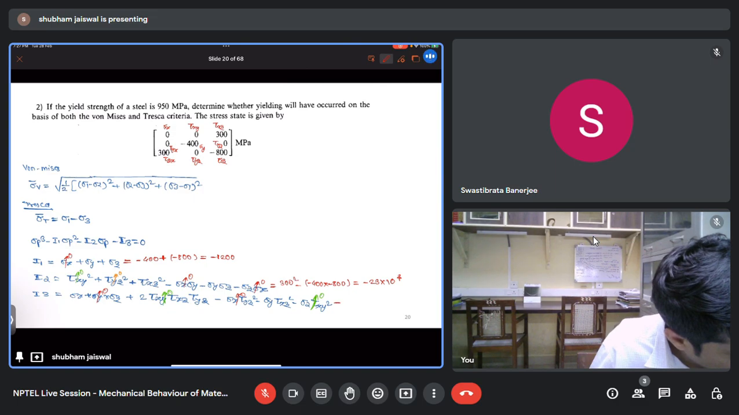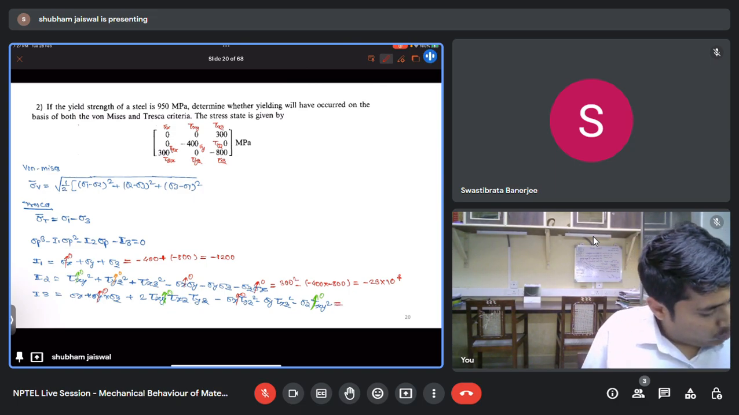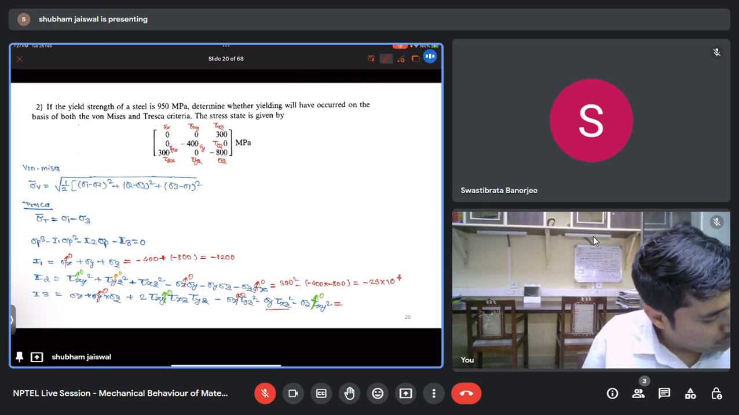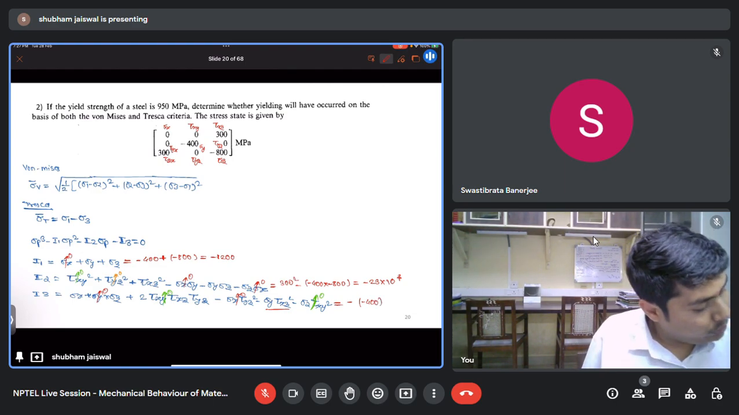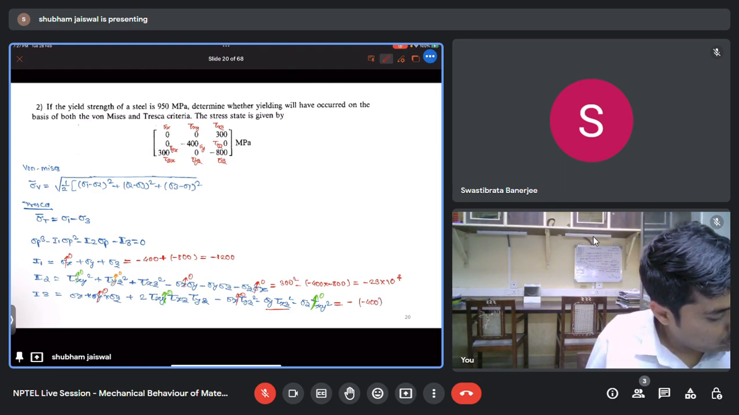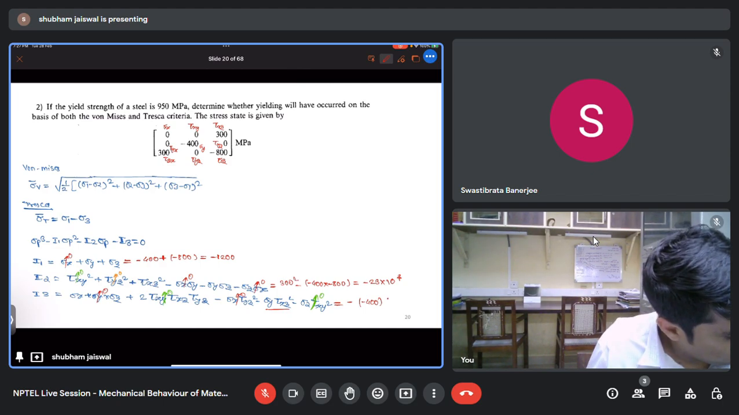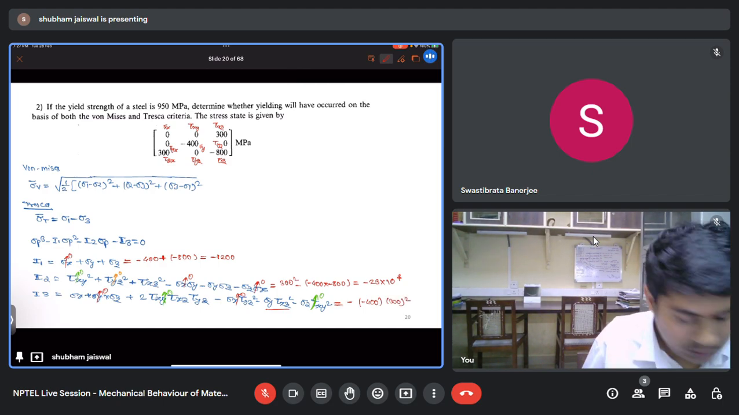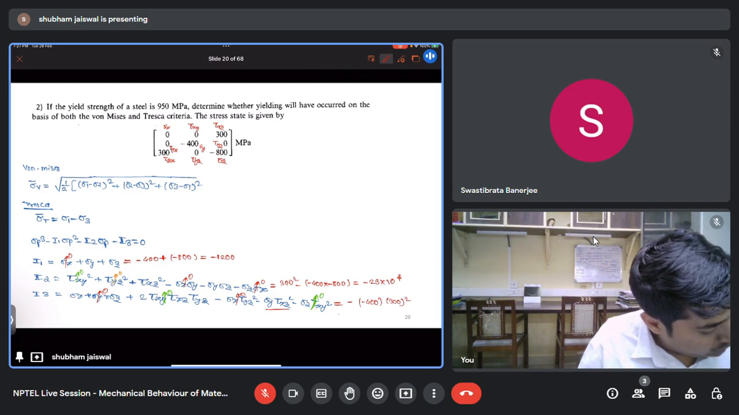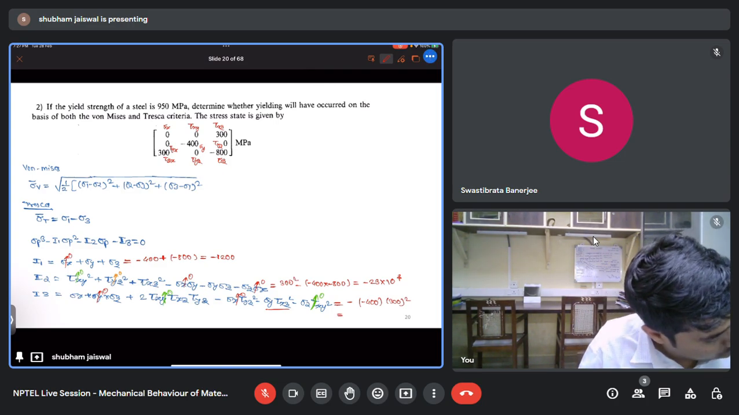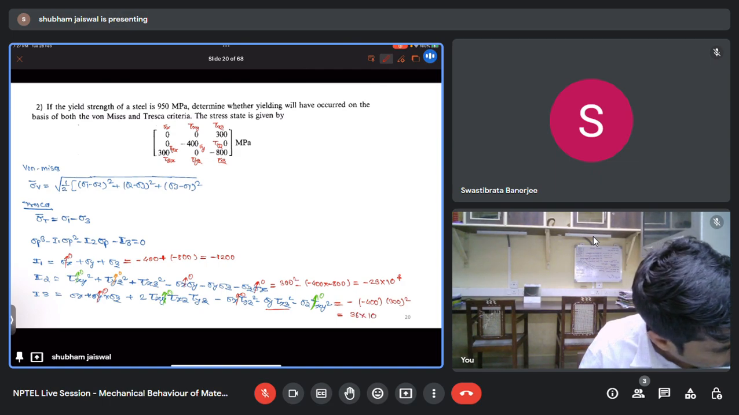And here I3. So only this term is there: minus sigma y tau xz square. So minus sigma y is minus 400, and tau xz is how much? 300 square. So it comes out to be 36 into 10 to the power 6.